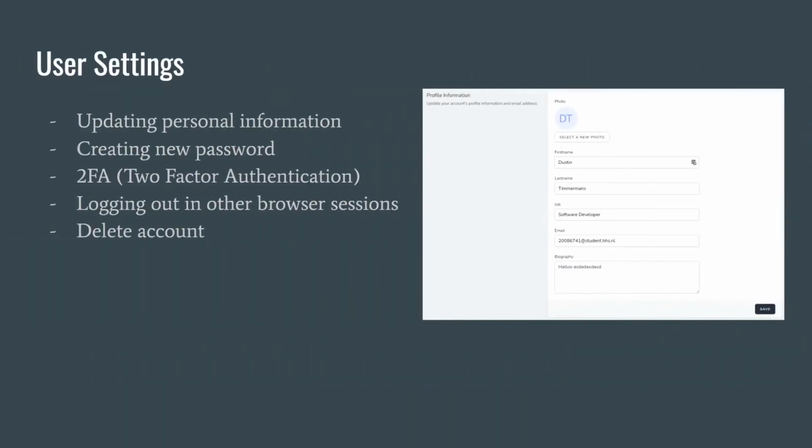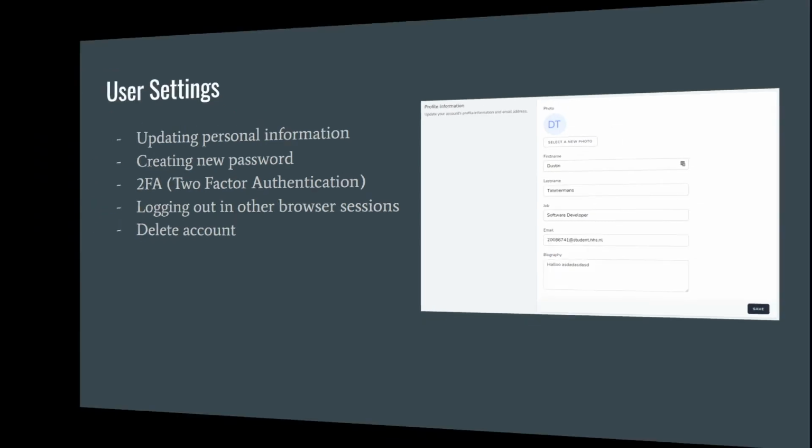Next up, user settings. You can actually update personal information: first name, last name, job, email address, and biography. It's not that much, but it's really something, and it can be really important. You can also create a new password. We also included 2-factor authentication. What that means is that when you log in, you have to use Google Authenticator, which is an app on your phone, just for extra security. And of course, you can delete your account, which is a hard delete, which will actually delete your account.